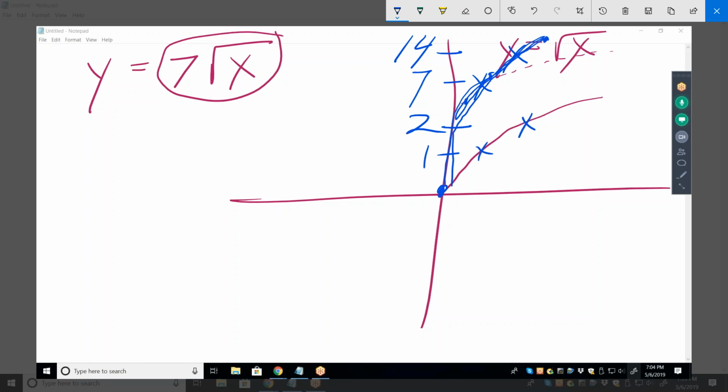Now, stretch goes also with the word shrink. In other words, if I make this a 1/2 instead of a 7, then it shrinks it like that. Every point is 1/2 of the value that's on the red curve. And you can see it's a different shape also. So stretches and shrinks result from multiplication. Shifts result from adding or subtracting. Doesn't matter whether they're horizontal or vertical, they do not change the shape of the curve. Shifts do not.